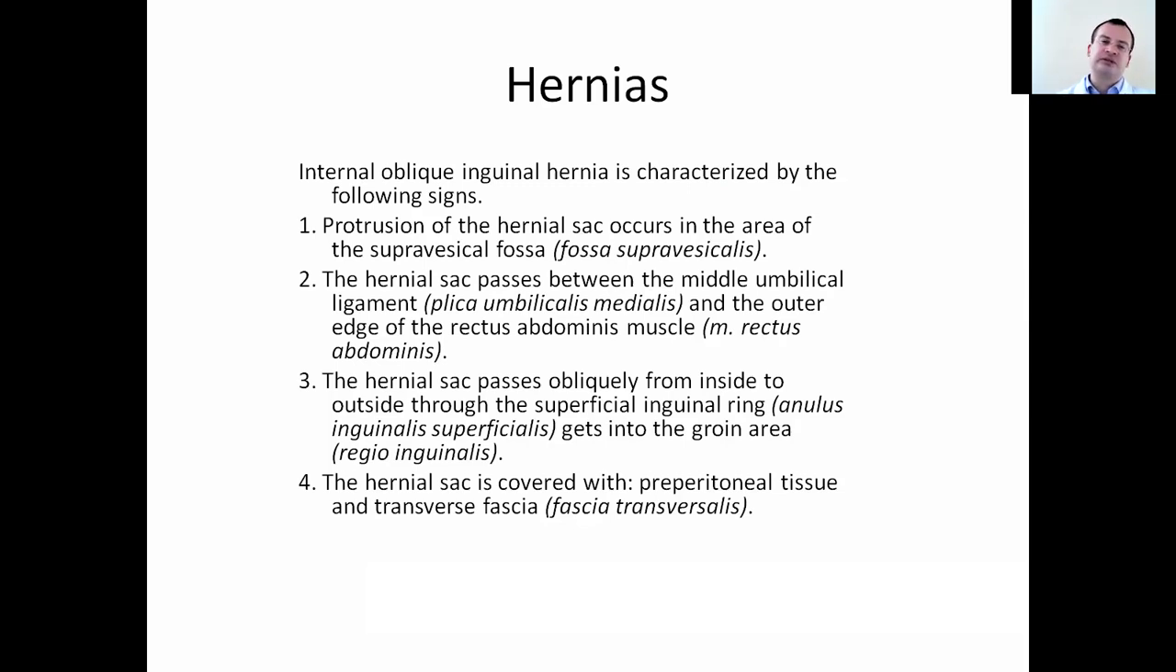Internal oblique inguinal hernia is characterized by the following signs. Protrusion of the hernia sac passes obliquely from inside to outside through the superficial inguinal ring, annulus inguinalis superficialis, into the groin area, regio inguinalis. The hernial sac is covered with peritoneal tissue and transversalis fascia.